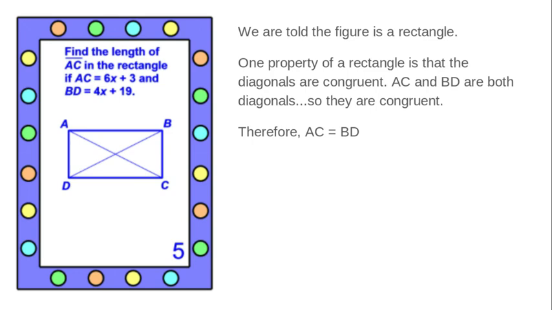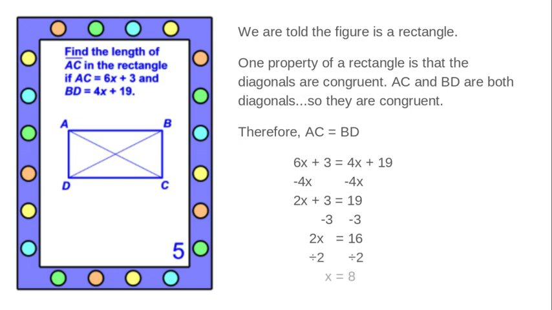So if I take each expression and plug those in, I get 6x plus 3 equals 4x plus 19, and we'll solve those out by subtracting our 4x, getting 2x plus 3 equals 19, subtracting our 3, getting 2x equals 16, and dividing by 2 to get x equals 8.